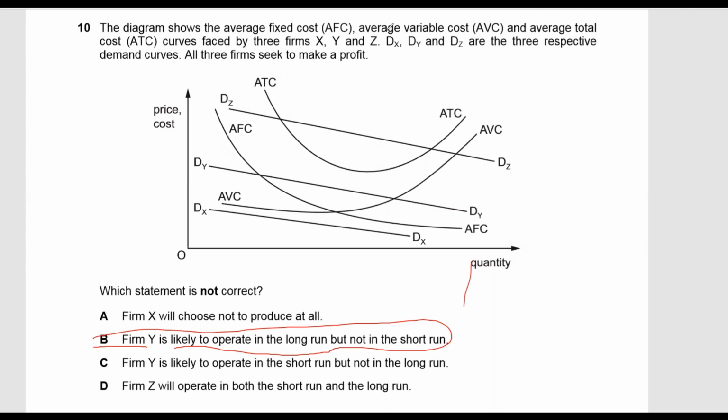In short run period of time, firms continue operating if their price is higher than average variable cost. So demand curve DY is the demand for firm Y. So firm Y has greater price or demand than the average variable cost. So it will continue in the short run. So examiner says that which statement is not correct. So this statement is wrong. All other statements are correct.